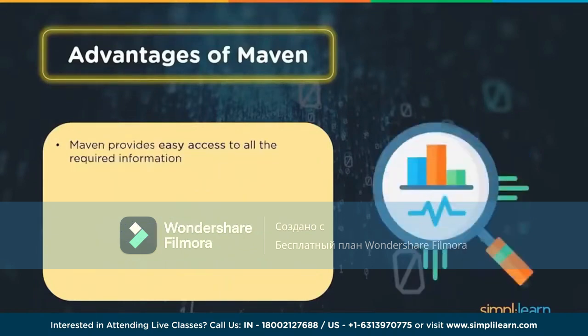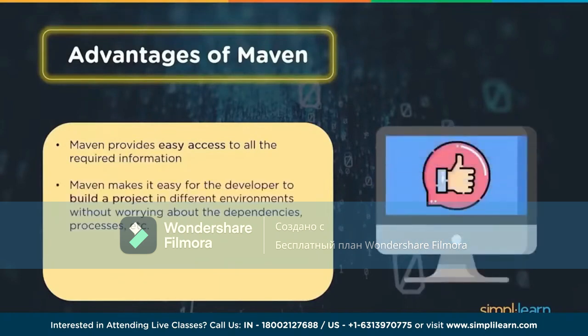Maven provides easy access to all the required information. Maven makes it easy for a developer to build a project in different environments. So we don't have to worry about the environment or the infrastructure, nothing is required. Everything is available inside this package, and you can write the source code on one machine and do the build on another machine.